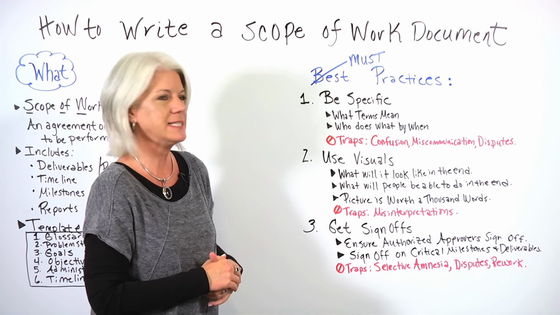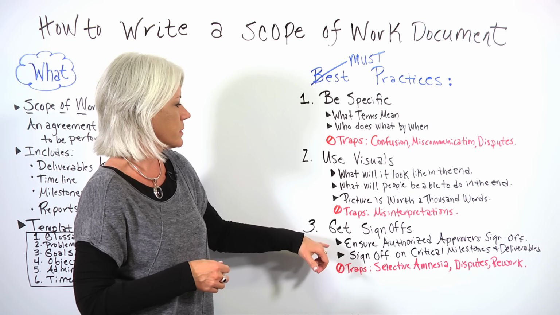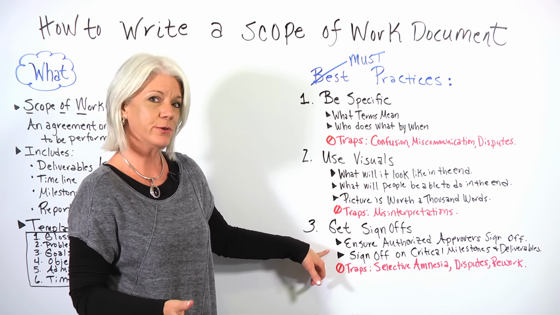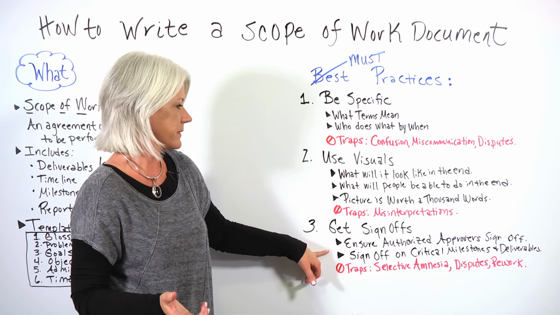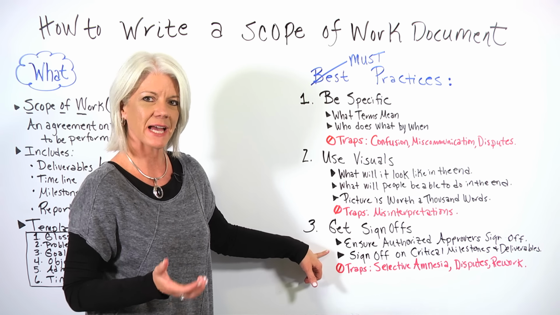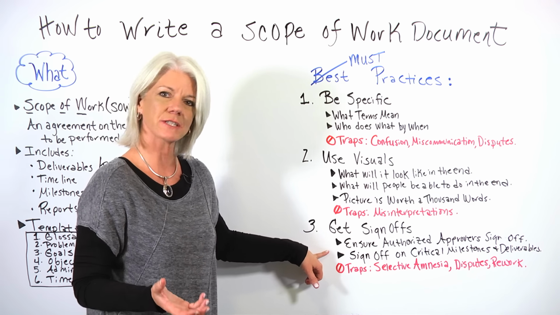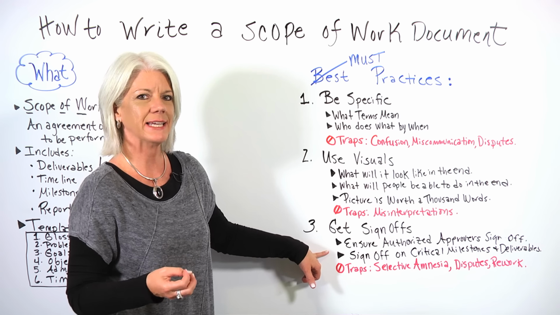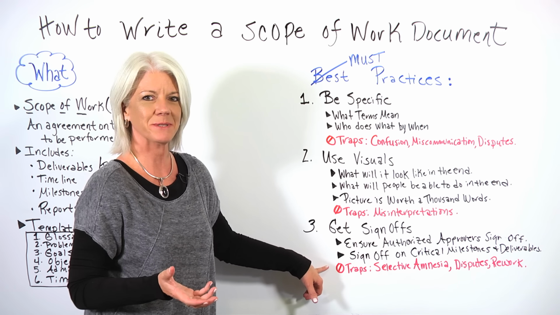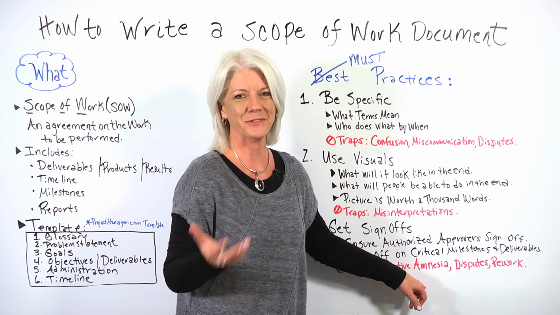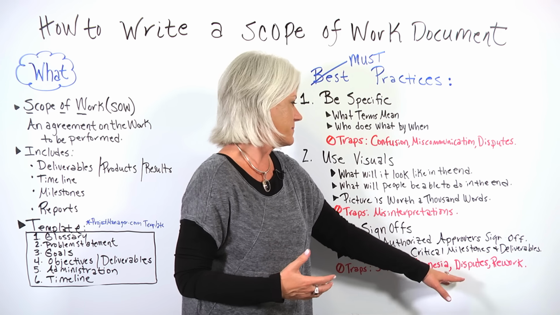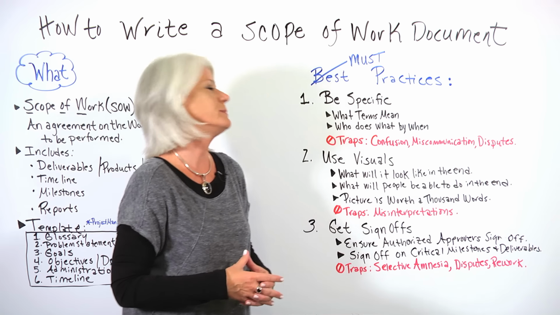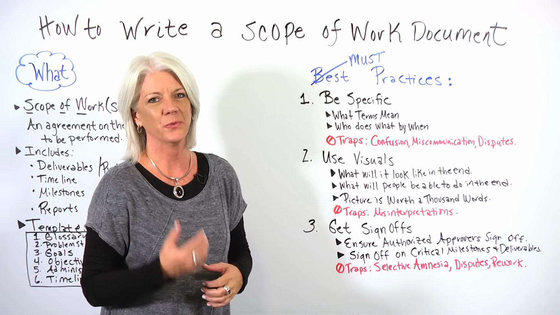And the third one is getting sign-offs. You want to ensure that the authorized approvers sign off on your scope of work document. You also want to have them sign off at critical milestones and deliverables, again, avoiding these traps. If you've ever felt like people on your team or your project get selective amnesia, well, we want to avoid that. You also want to avoid disputes and any costly rework.